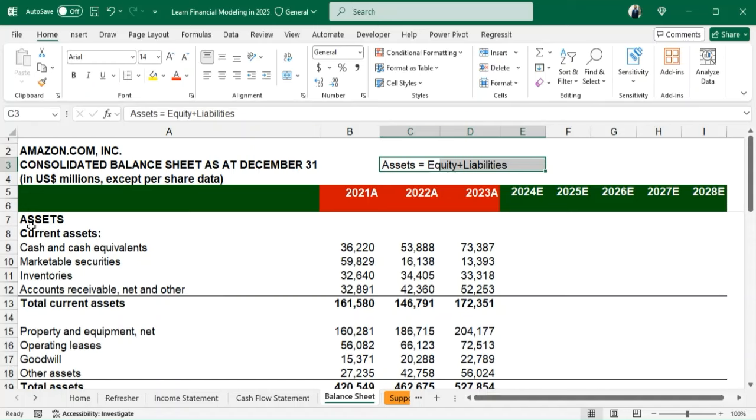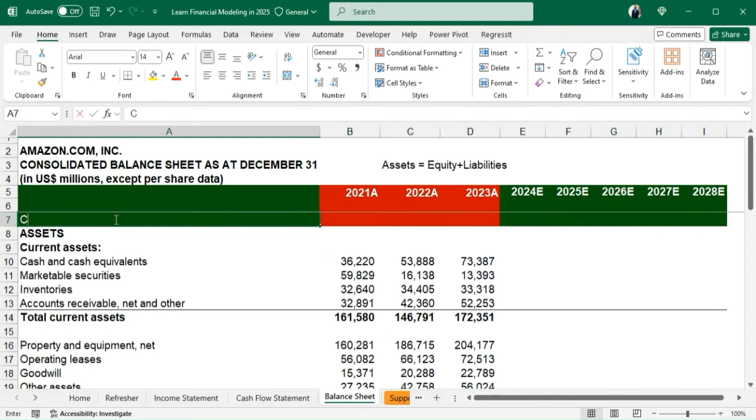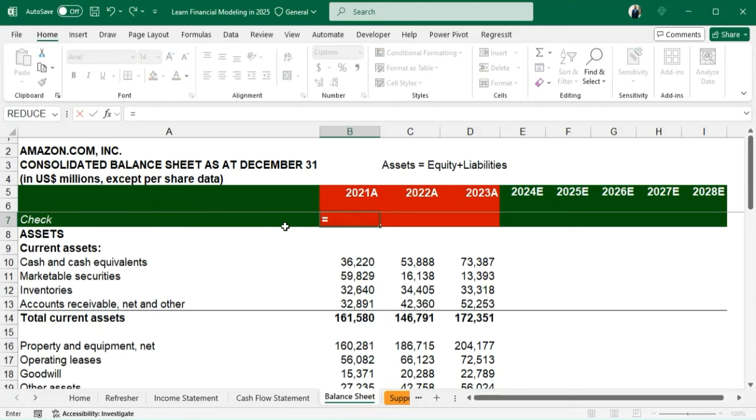All right. So in order to always ensure that we are following this particular accounting equation, we need to put a check at the top of our balance sheet to ensure that at any point in time that is being followed. So I'm going to insert an extra space at the top here, and I'm going to name this check. So let me italicize this. And then we are going to put a formula here at the top, beneath each year.